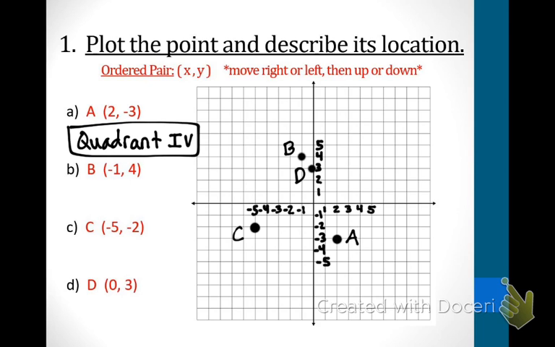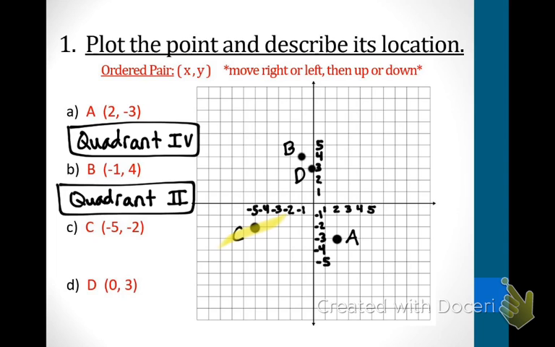All right, let's look at point B. Which quadrant is that one in? Quadrant 2. Quadrant 2 is correct. How do I do that in Roman numerals? II. Next up, problem C. Let's look at this point. Where are we at? Quadrant 3. Quadrant 3 is correct.